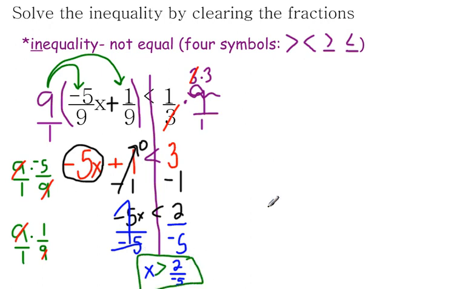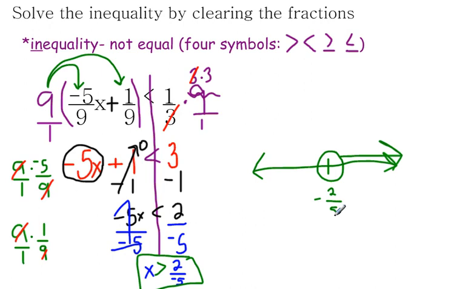So my graph would then look like this. X is greater than, so I'm going to have an open dot, and it says greater than. Here's the greater than numbers, and that would be at negative 2/5. You could always go one step further and write this as a decimal. This is one that you know, 0.4.